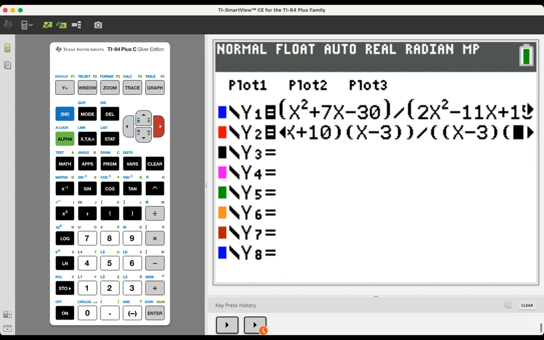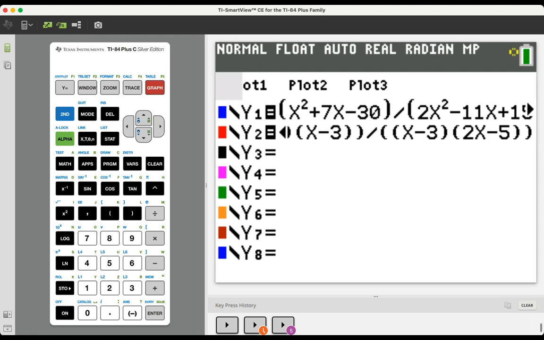If we think through our restricted values, we have two restricted values for this rational function. We have x is equal to 3, which comes from the first factor, and we have x is equal to 5 over 2, or 2.5, which comes from the second factor. We should anticipate strange things happening in the function in those locations.